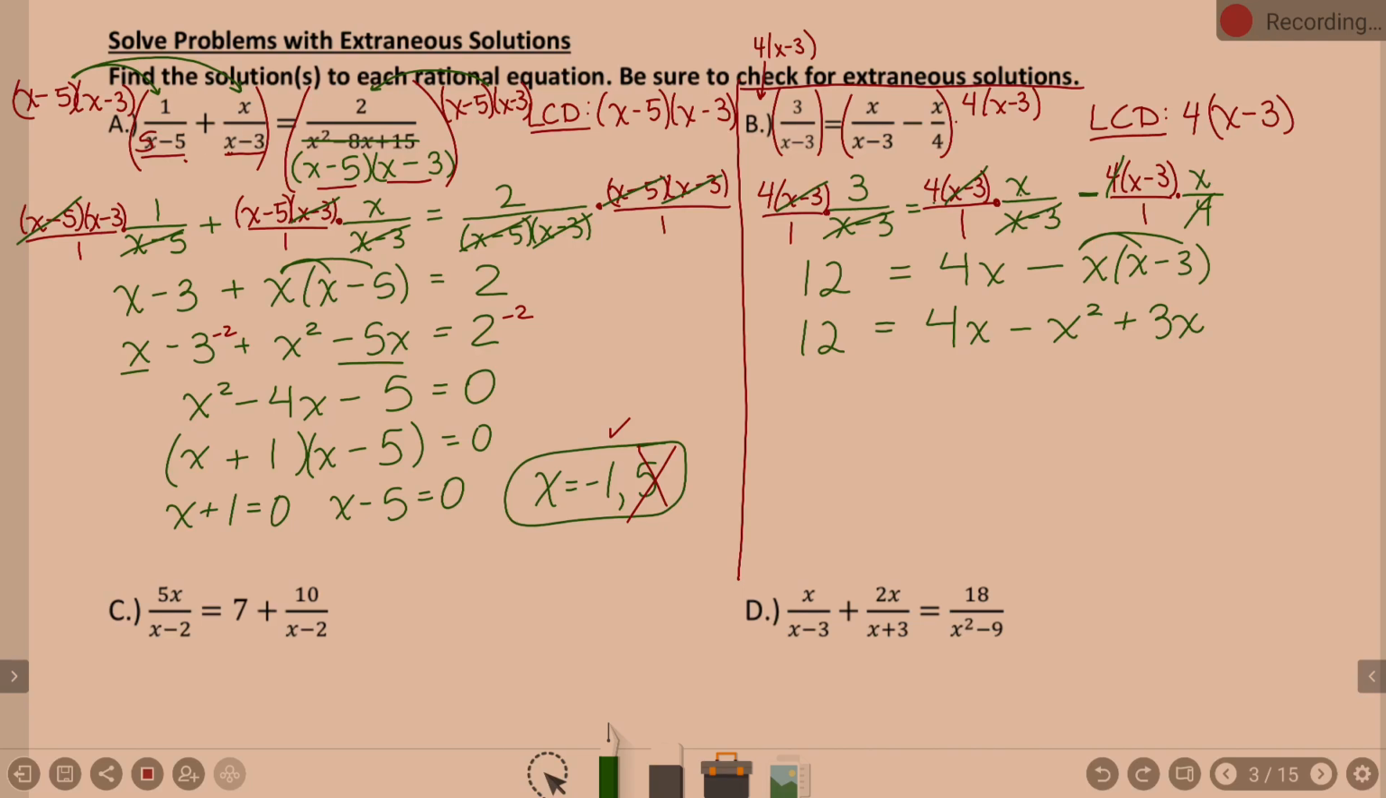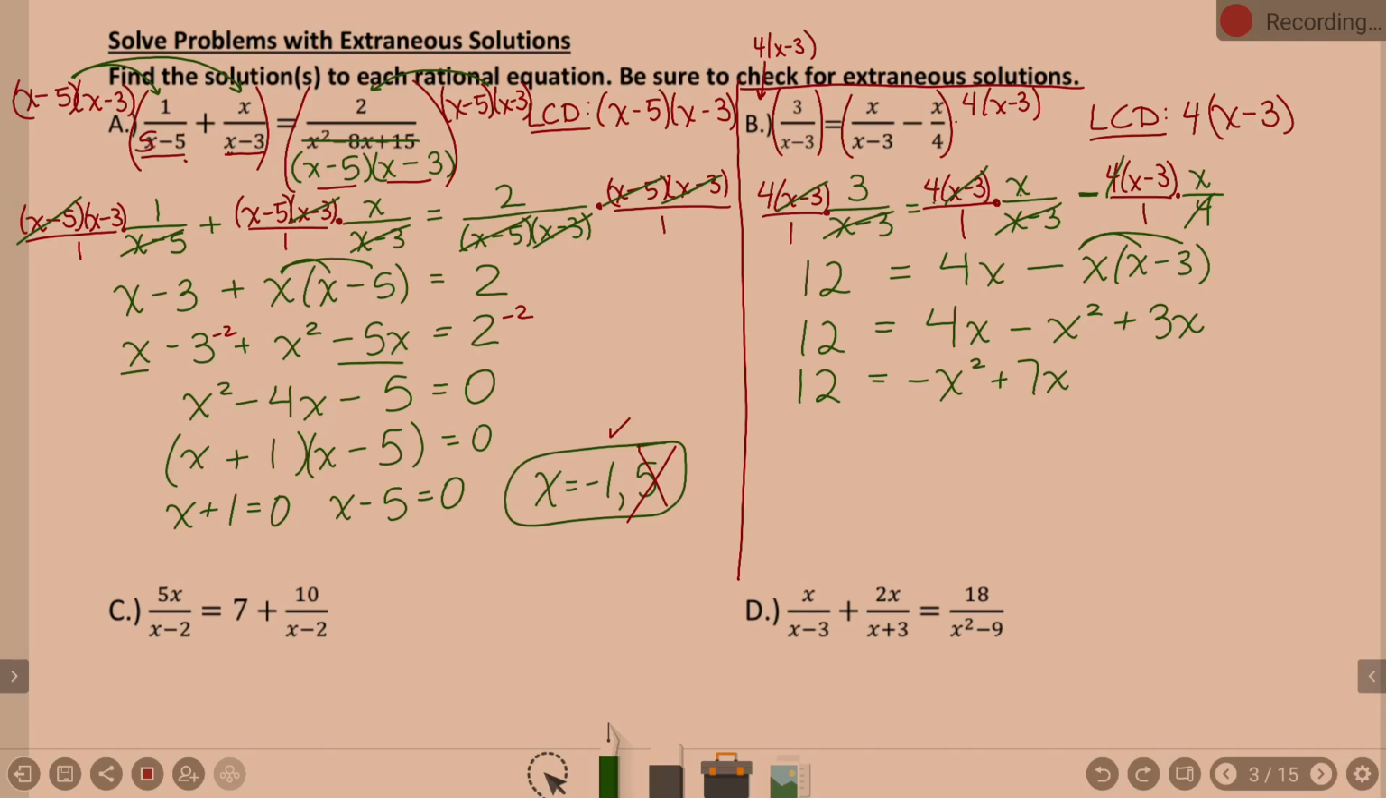Okay. You tell me, what would you like to do? Okay, combine like terms. So I'm going to say 12 is equal to negative x squared plus 7x. 4x plus 3x is 7x. Now where would you like to go with this? Okay. I would add over the negative x squared and subtract over the 7x, so your x is covered.